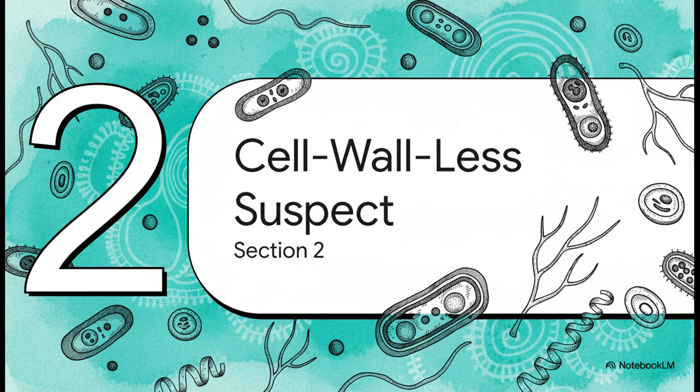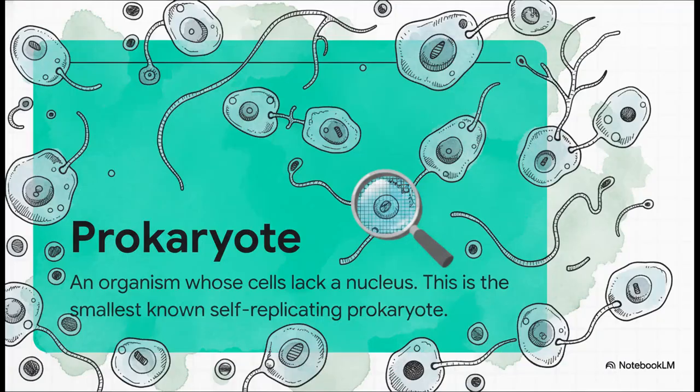Okay, so let's get a positive ID on this thing. We're going to examine its physical and biochemical profile. First thing you need to know, this organism is a prokaryote. All that means is its cells are super simple. No nucleus, no fancy machinery inside. And get this, Mycoplasma pneumoniae actually holds the record for being the smallest self-replicating prokaryote we know of. It is the ultimate minimalist when it comes to pathogens.